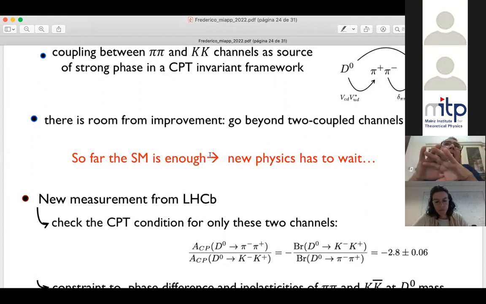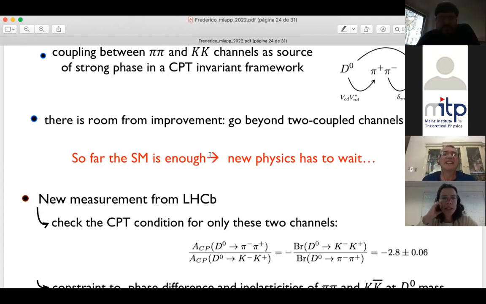When you look at the Dalitz plot, more or less the CP violation is compensated between the two coupled channels, pi pi and K K. So probably, of course, the scattering can happen, but it will compensate within the allowed Dalitz region. At least this is what we understand so far. No? Okay. Thank you very much. Okay. Thank you. So Alexei, please.